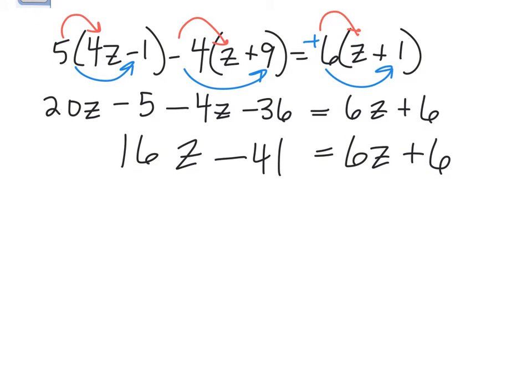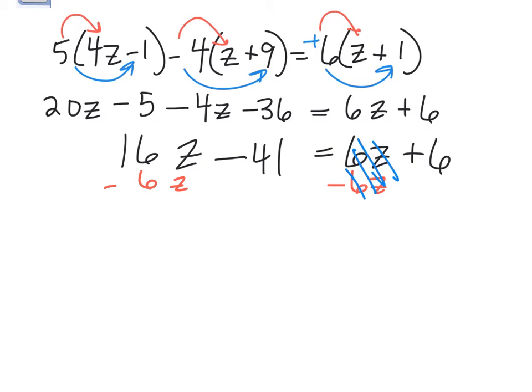So now I've got variables on the left and the right. I've got constants on the left and the right. So I need all the variables on one side. I need all the constants on the other. All right, so I'm going to subtract both sides by 6z because that makes these go away.